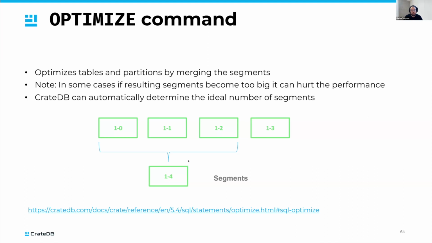And the thing is that sometimes the automatic operation cannot do that fast enough or well enough when you have lots of updates and deletes. You might need to trigger the optimize command manually on a table or a specific partition of a table in order to merge the segments, to have fewer segments and better performance.